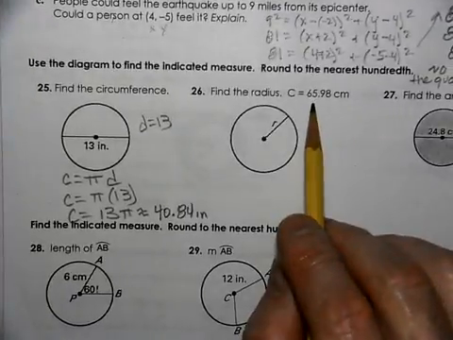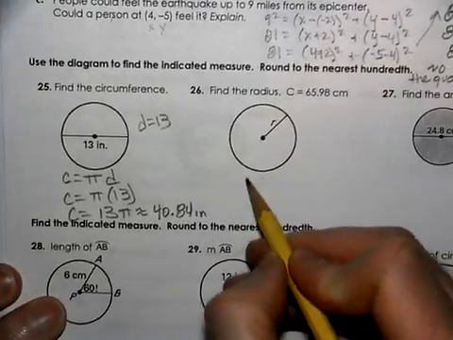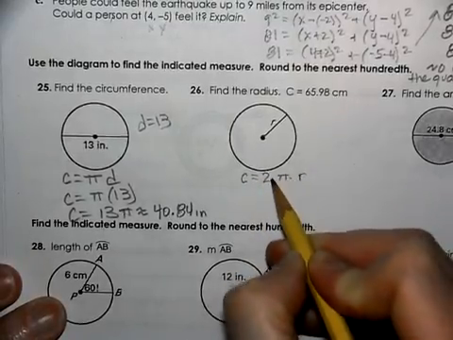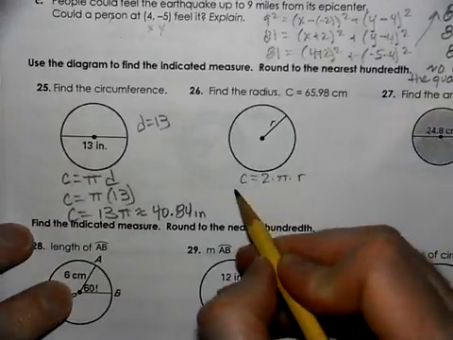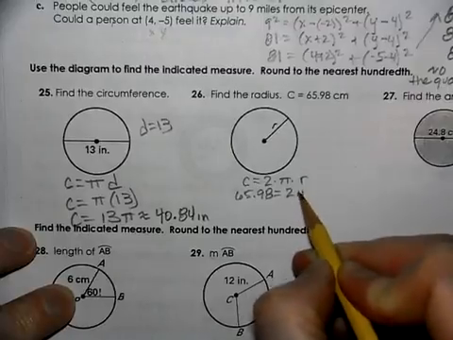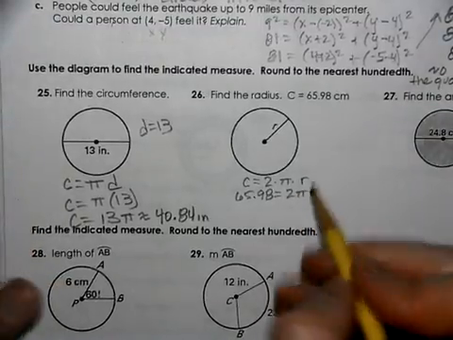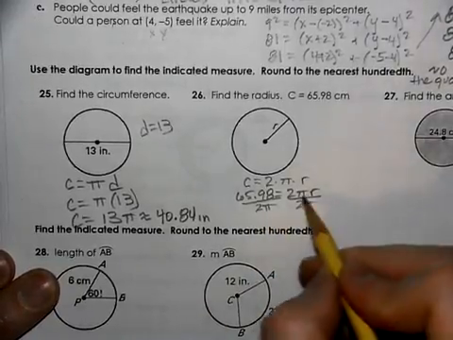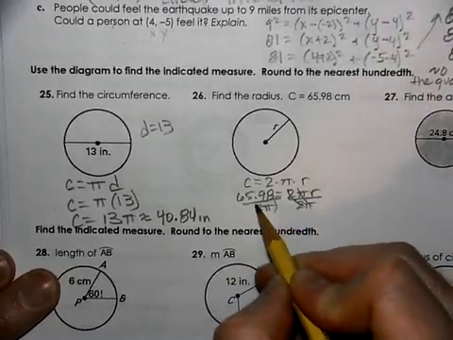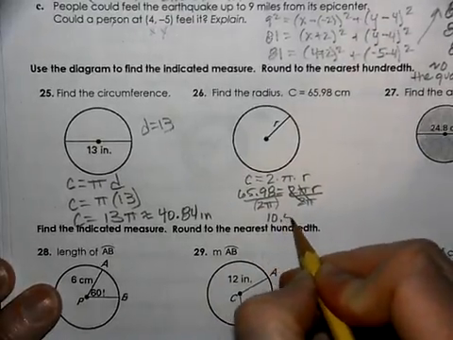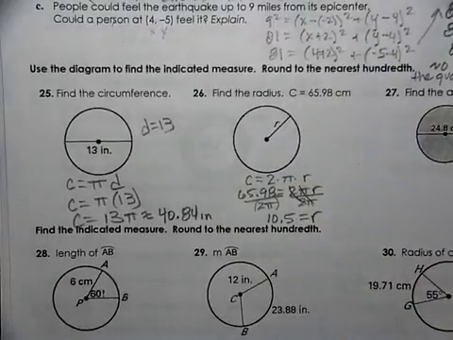This time we're given the circumference. What is the radius? Another formula we could use for circumference is 2 pi r. If our circumference is 65.98 and we're looking for 2 pi r, we're going to divide to get the r by itself. Remember, you may need to put parentheses around your denominator, and you'll get approximately 10.5 for your radius.